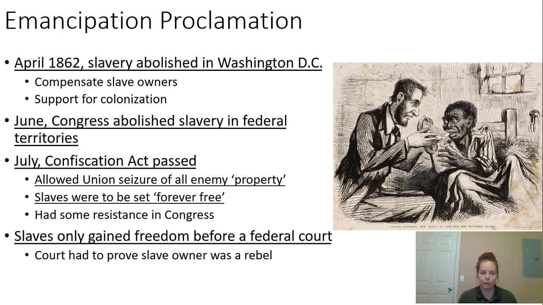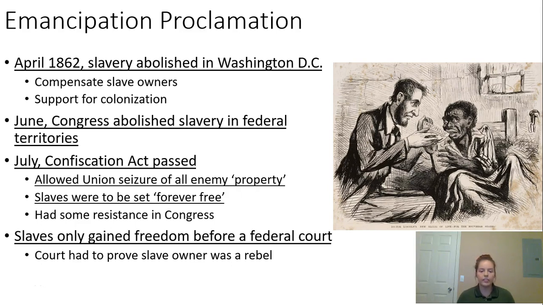Looking into the Emancipation Proclamation, so in April of 1862, slavery is abolished in Washington, D.C. However, we are going to compensate slave owners, and we are going to support colonization and sending freed slaves back to Africa. So a little while later in June, Congress also abolishes slavery in all federal territories. And then a month after that, Congress passes the Confiscation Act. And this is going to be really important because this allows Union seizure of all enemy property.